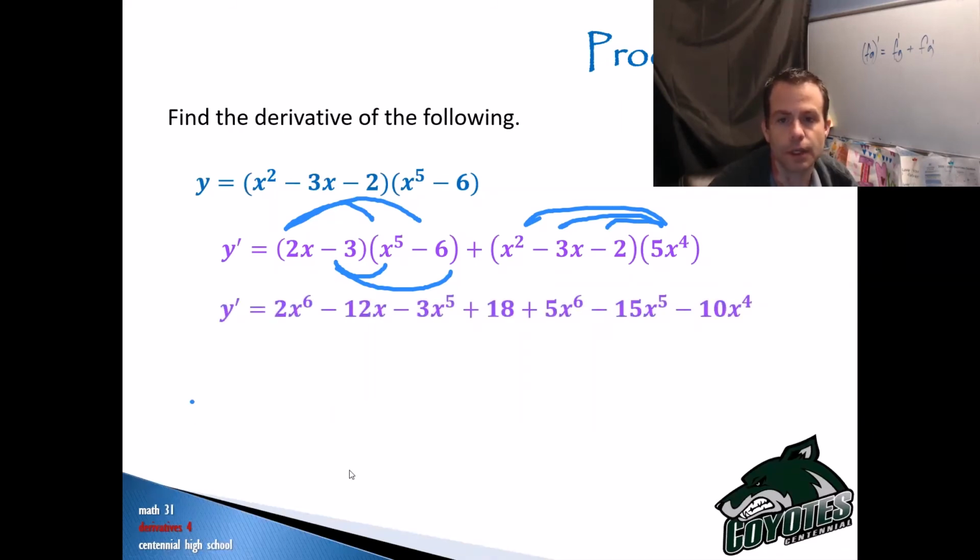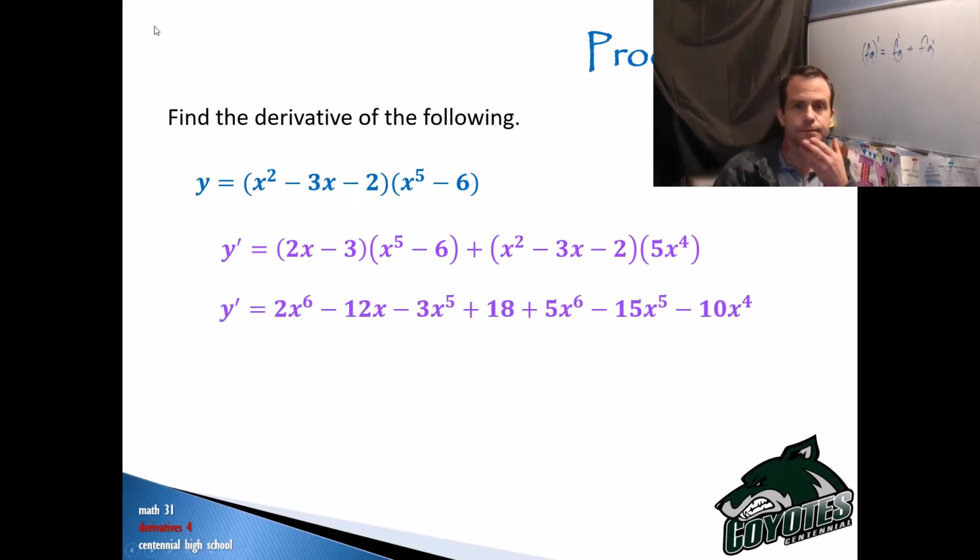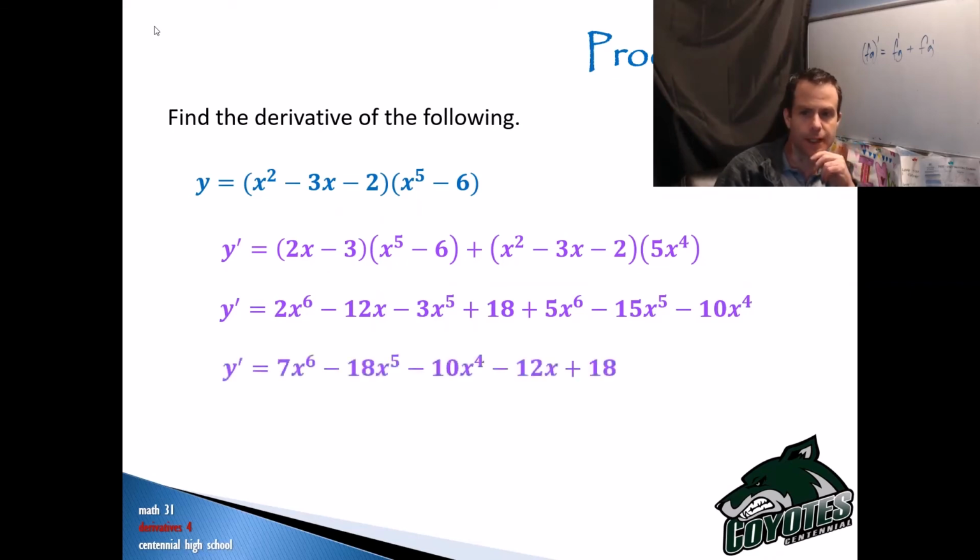Okay, and then when I combine like terms, I got a 2x to the 6 and a 5x to the 6, so that'll give me a 7x to the 6, minus 18x to the 5, minus 10x to the 4, minus 12x plus 6.